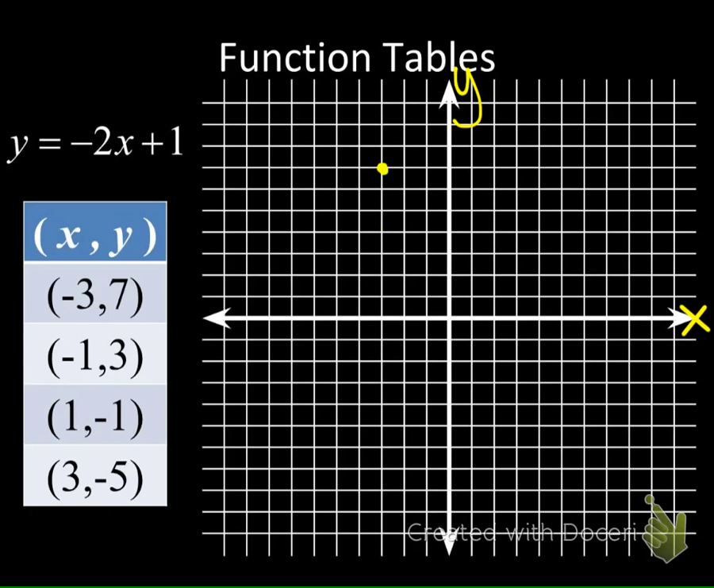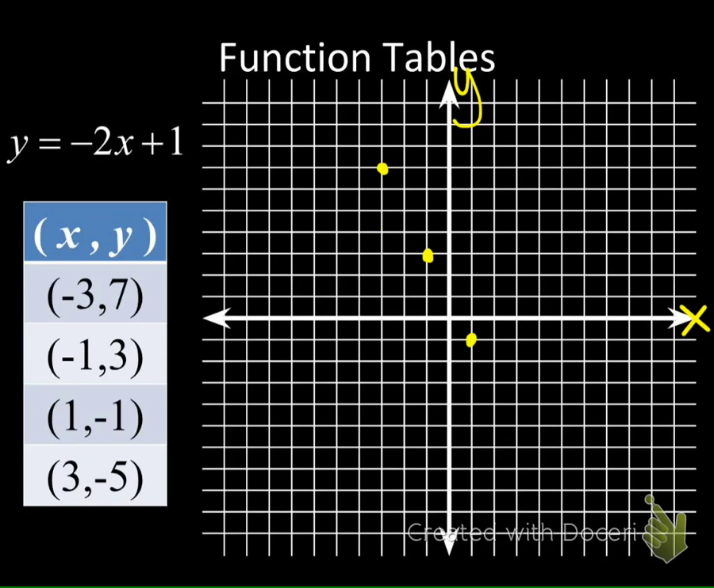Okay? Now, because I'm not labeling them, I just plot my point and move to the next ordered pair. My next ordered pair is -1, 3. So I start at the origin. Where do I go? Left 1 and 1, 2, 3. Plot my point. Okay? Next one. I have 1, -1. So I start at my origin. Which way do I go? To the right 1. And then, down. Okay.